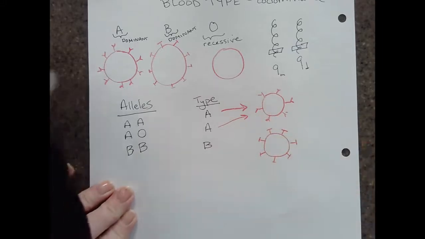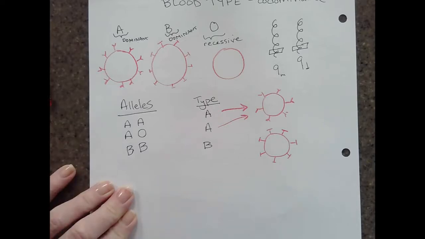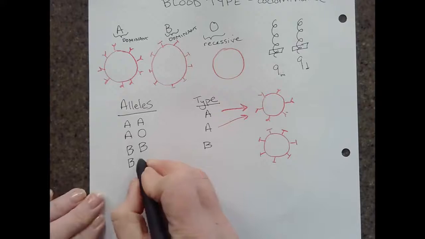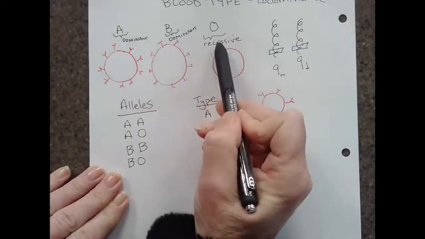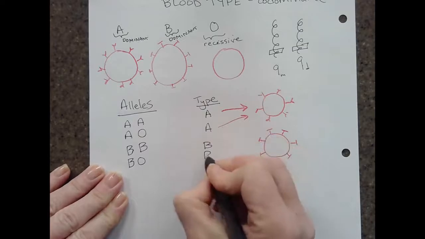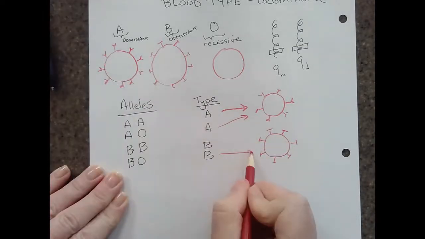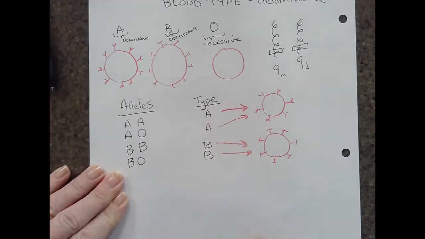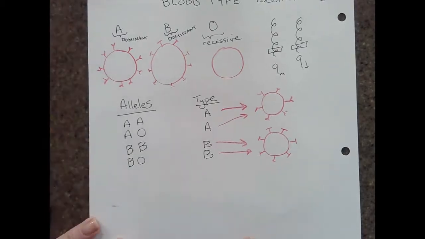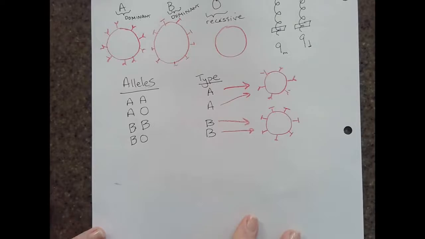If you give it to O, the immune system will attack all these proteins. Same thing here. If you give it to B, your immune system will attack the A proteins. And if you give it to A, your immune system would attack the B proteins. So type AB, you can give your blood to no one, but you can get blood from just about everyone. There's another thing called a positive and negative Rh factor, which we're not going to talk about.